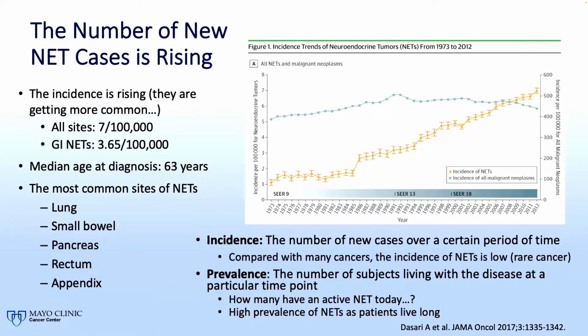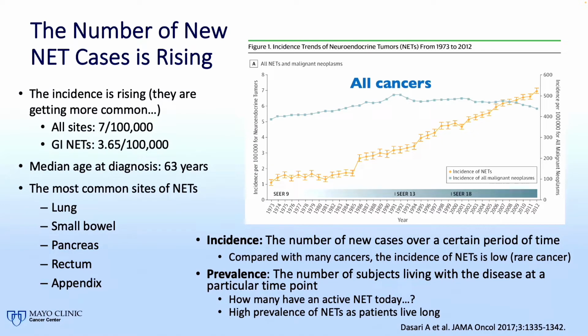So overall, the incidence is about 7. Of them, gastrointestinal neuroendocrine neoplasms are about half. And the median age at diagnosis, or the average age, is 63 years. If you look at the blue line here, this is all cancer, and this goes back to 1973 all the way up to 2012.